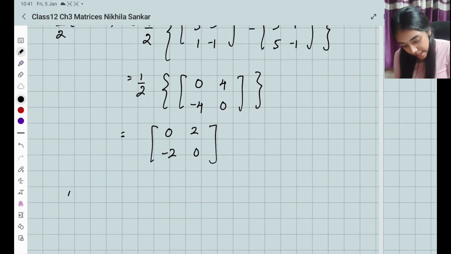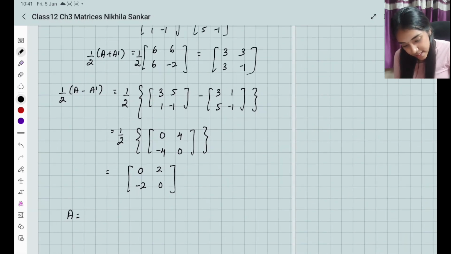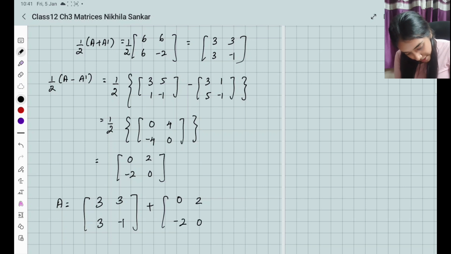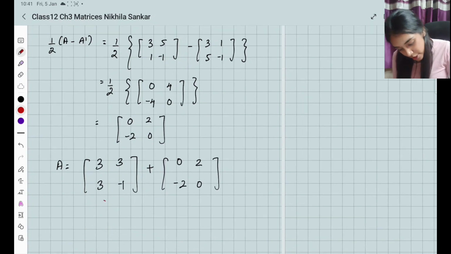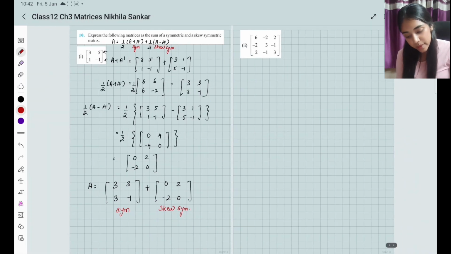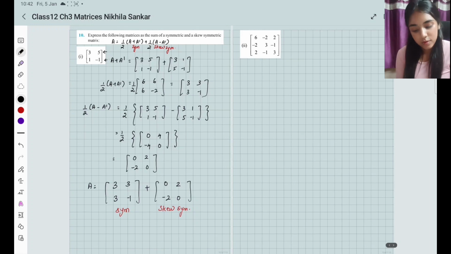So this A can be represented as two matrices, which is going to be 3, 3, 3, minus 1 plus 0, 2, minus 2, 0. So this is going to be your symmetric matrix. Check it yourselves as well. And this is going to be your skew symmetric matrix. Okay. Please copy.